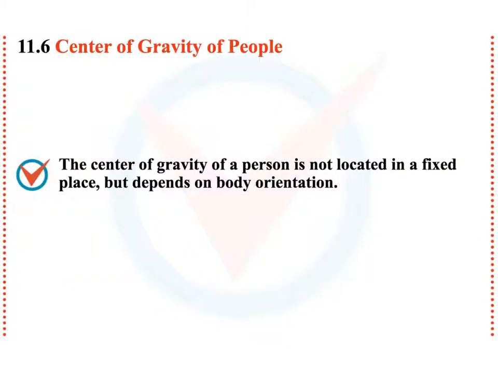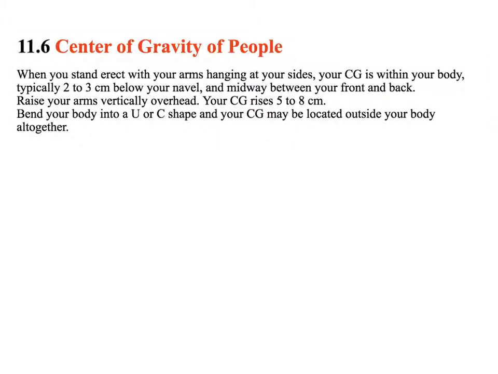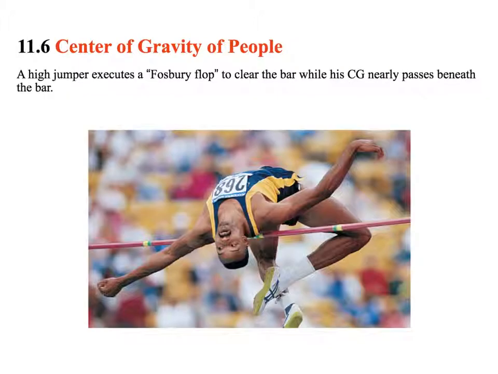The center of gravity of a person is not located in a fixed place but depends on body orientation. When you stand erect with your arms hanging at your sides, your center of gravity is within your body, typically 2 to 3 centimeters below your navel, and midway between your front and back. Raise your arms vertically overhead, and your center of gravity rises 5 to 8 centimeters. Bend your body into a U or C shape, and your center of gravity may be located outside of your body altogether. A high jumper executes a Fosbury flop to clear the bar while the center of gravity passes beneath the bar.